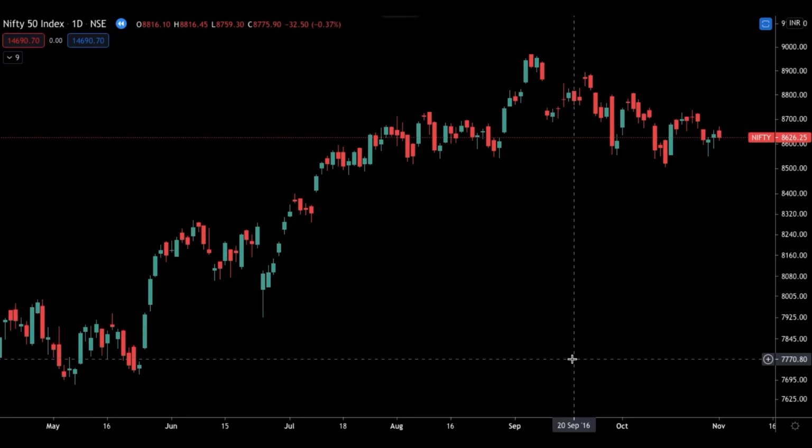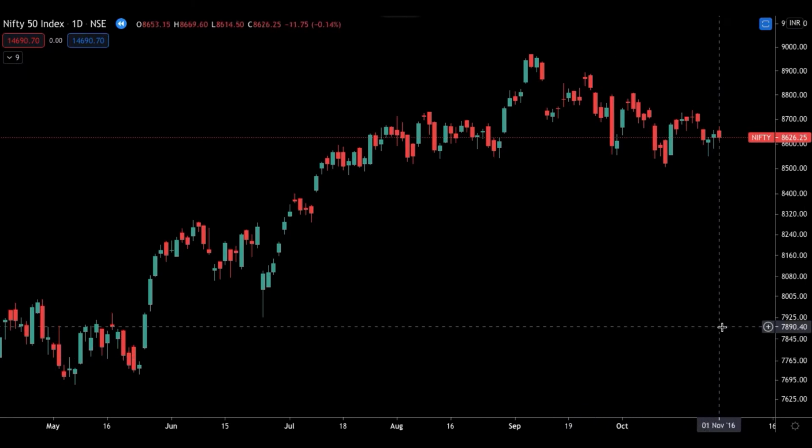As I said, I will be showing you some real life examples. Nifty is at 8626.25. Where are we? We are on 1st November 2016, 4 years back. Now I will play the chart as if we are trading day by day.